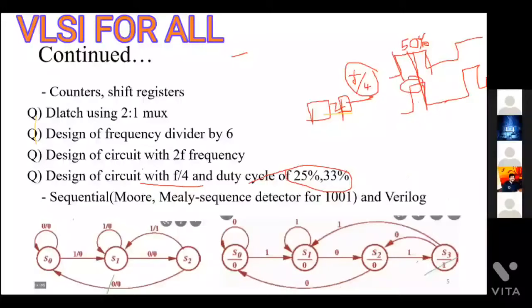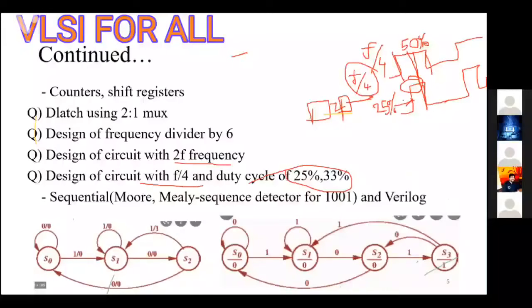Like in the last question, the same thing: you draw the waveforms and see if there is some way to do this. Here the output frequency is f/4. Now in order to obtain this output waveform with 25% duty cycle, what should be done? That is the question. All the questions will be this way: you have the output waveform and the input waveform, and you need to do something on the input side to obtain the output side. That is the main intention of any question.